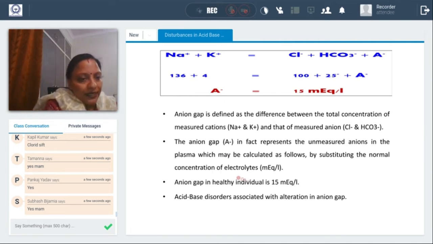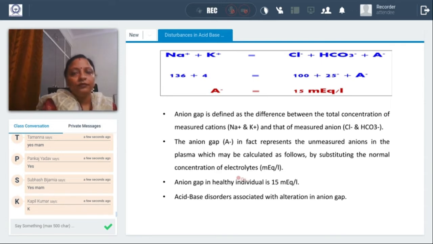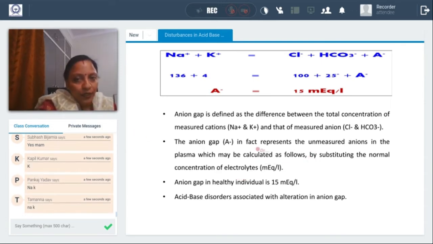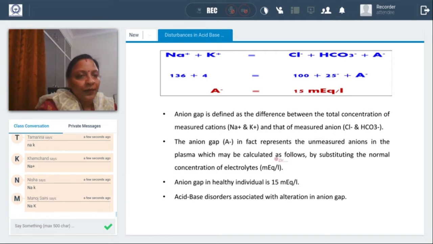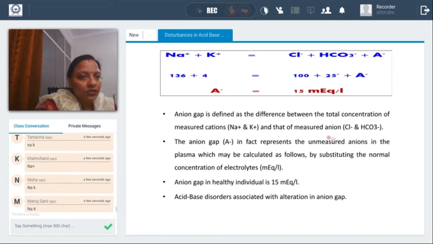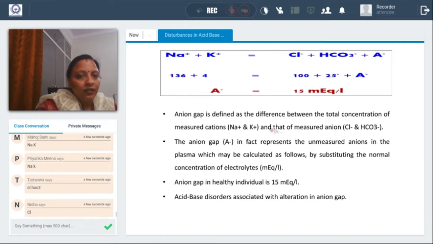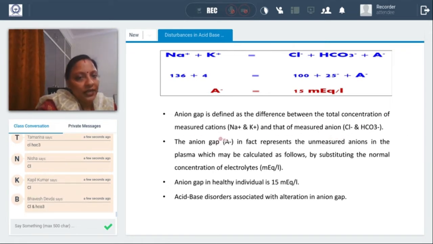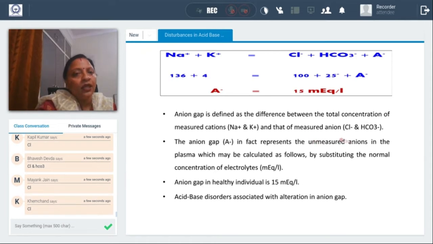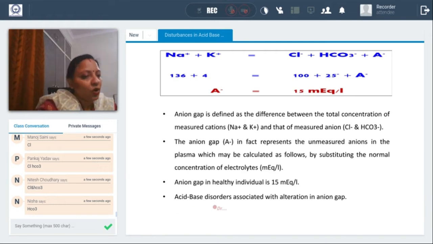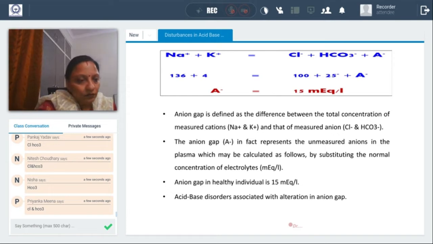What are the major cations? Please write in the box. Sodium and potassium. And major anions, what are the major anions? Please write in the box. And the difference between total concentration of measured cations, sodium and potassium, and that of measured anions is called the anion gap, and it is associated with acid-base disorders. So is it clear to all of you?